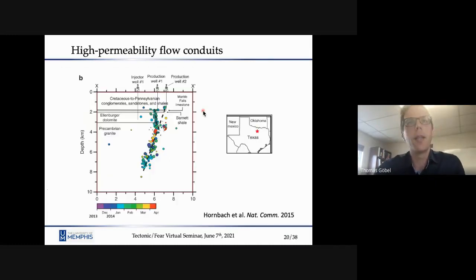Now, this is just a model, but there is also some observational evidence of coupling between the fault zones and the vertical migration of seismicity. This is a study by Hornbeck et al. in Nature Communications 2015. This is in Texas, and it shows that although the injection is purely focused in the high permeability Ellenberger dolomite, the seismicity migrates vertically to some extent and reaches depths of around 7 to 8 kilometers. Granted, the migration is a bit less systematic than might be expected from diffusion, but it is certainly an interesting observation linking the shallow injection and progressively deeper seismicity.